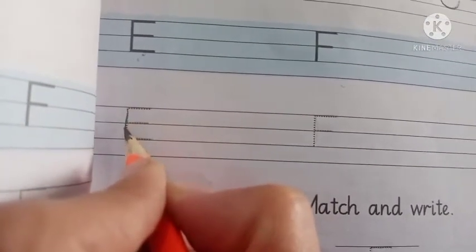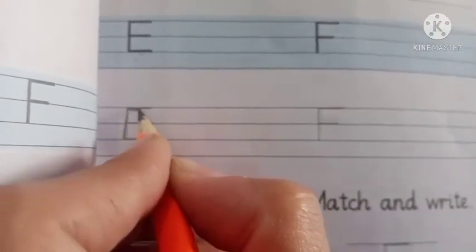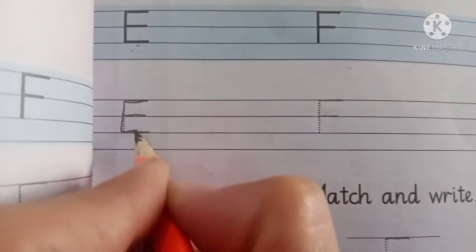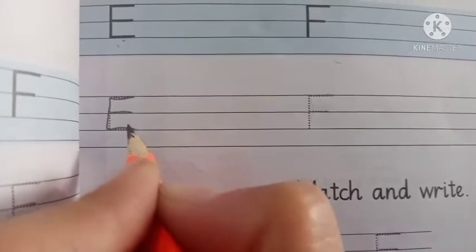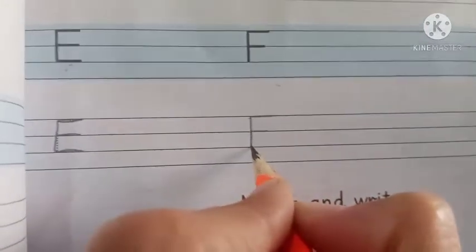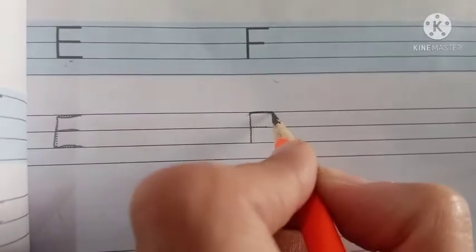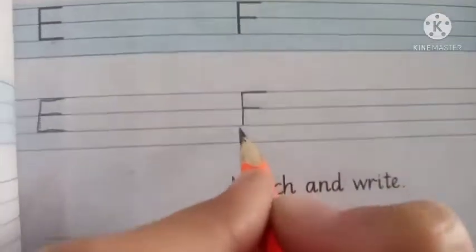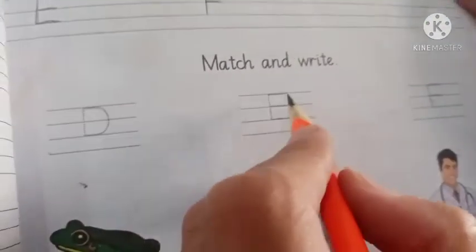Draw a straight standing line, then a sleeping line on the first line, then a sleeping line on the second line, then a sleeping line on the third line. This is letter E. Draw a straight standing line, then a sleeping line on the first line, then a sleeping line on the second line. This is letter F. Next is match and write.